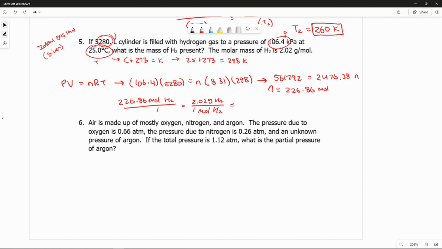Upon doing this, we are going to get 458.257, which I'm going to round to 458.26 grams of hydrogen gas. That is our final answer.